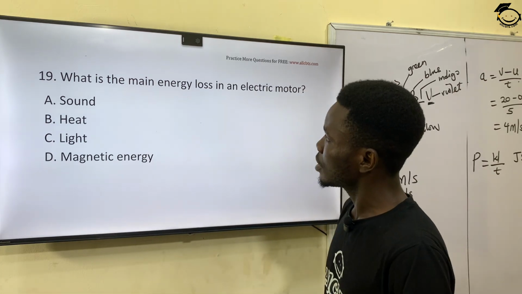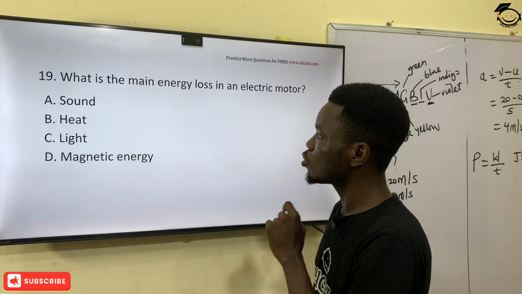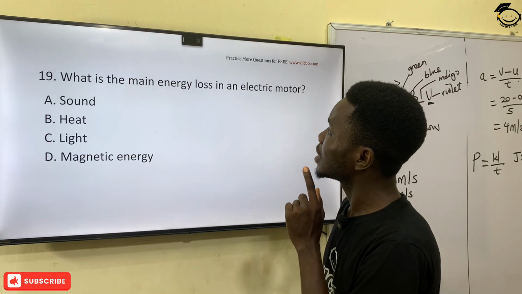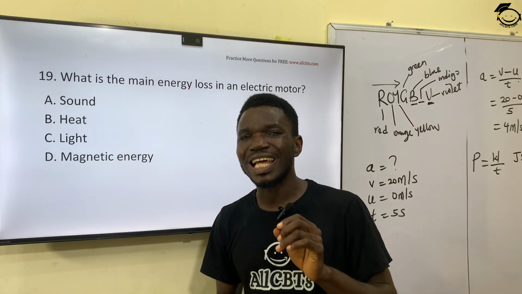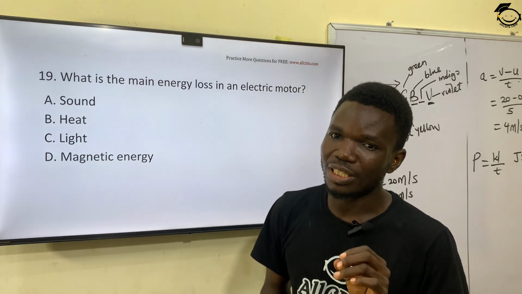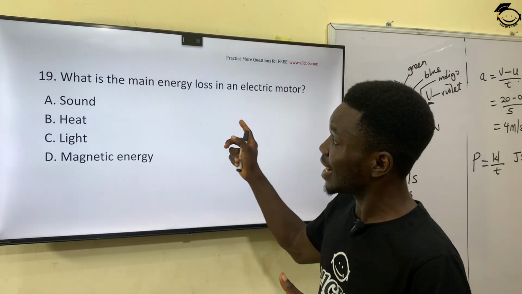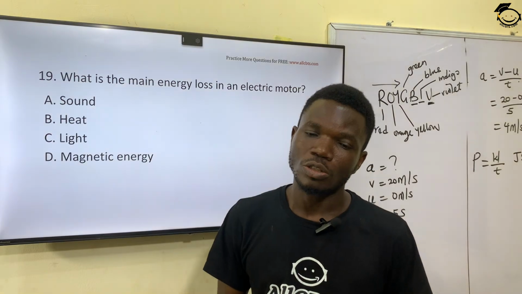Question number 19 says, what is the main energy loss in an electric motor? An electric motor loses most of its energy via heat that is generated within the coils of the motor. So the main energy loss in an electric motor is heat energy. That is option B.